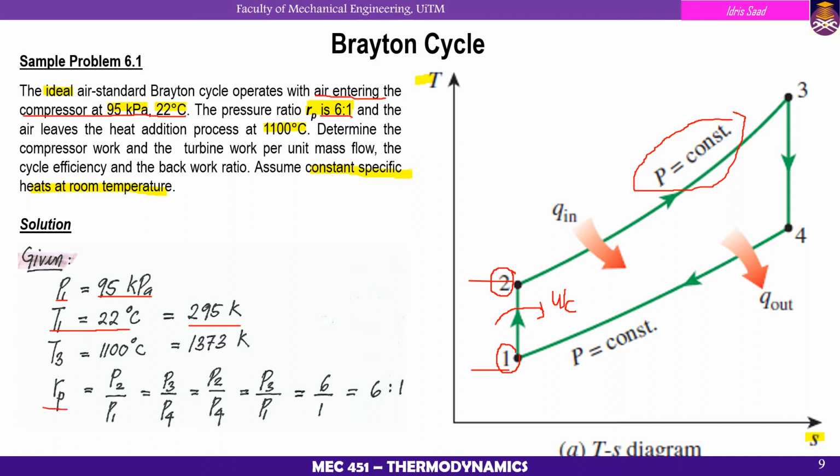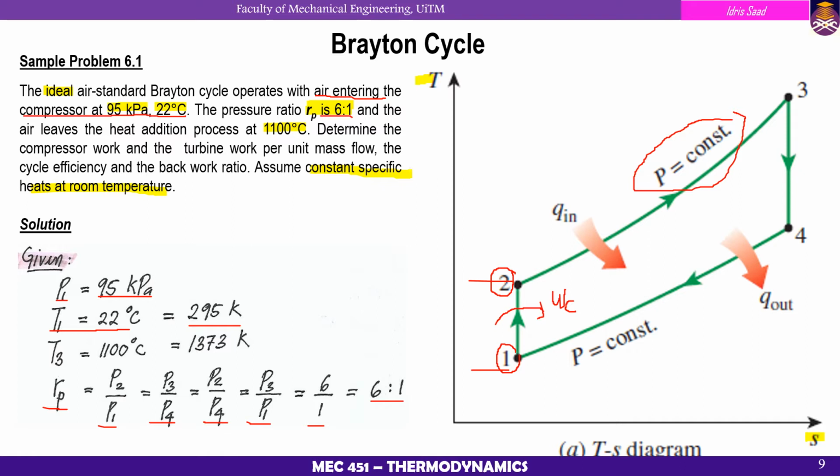So now the pressure ratio is equal to P2 over P1. It is also similar to P3 over P4, also similar to P2 over P4, and similar to P3 over P1. This can also be written as 6 over 1, or we can write it as 6 to 1.